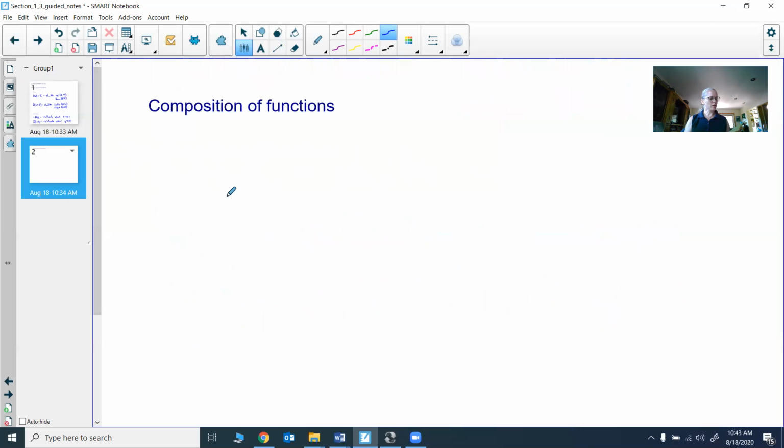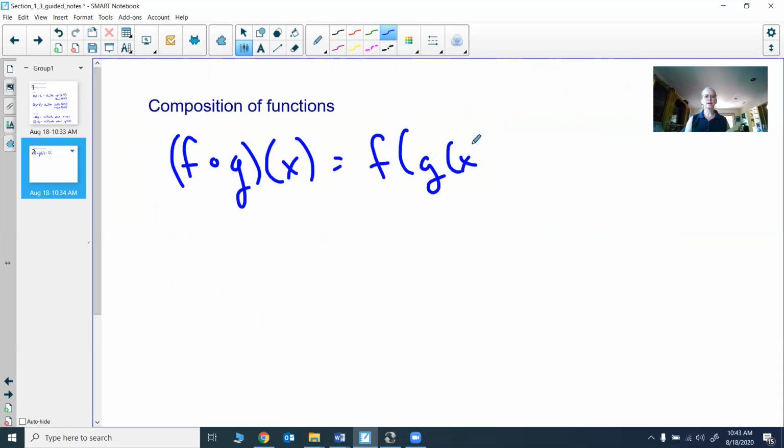Another thing we also have is composition of functions. Composition of functions is f of g, with this weird little circle there. You've seen this before. What it means is you're going to take g of x and plug it inside of f of x. Since the g came second, it goes inside of the f.